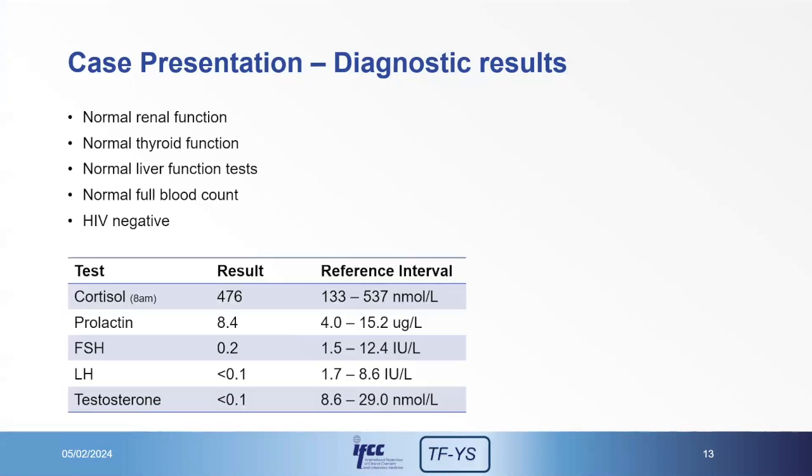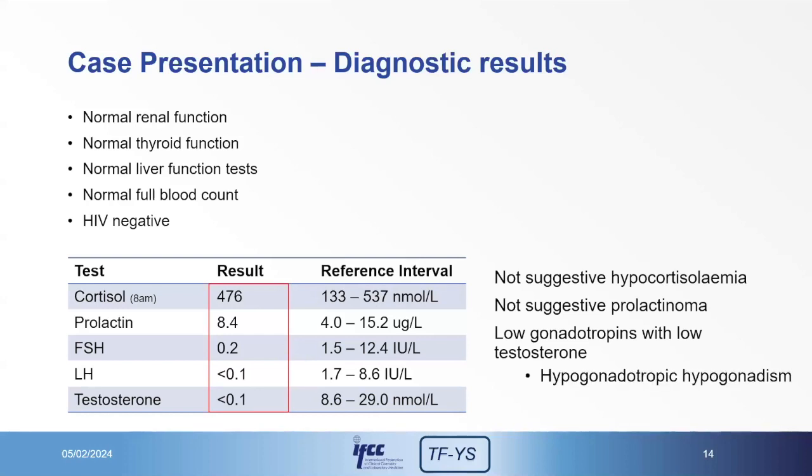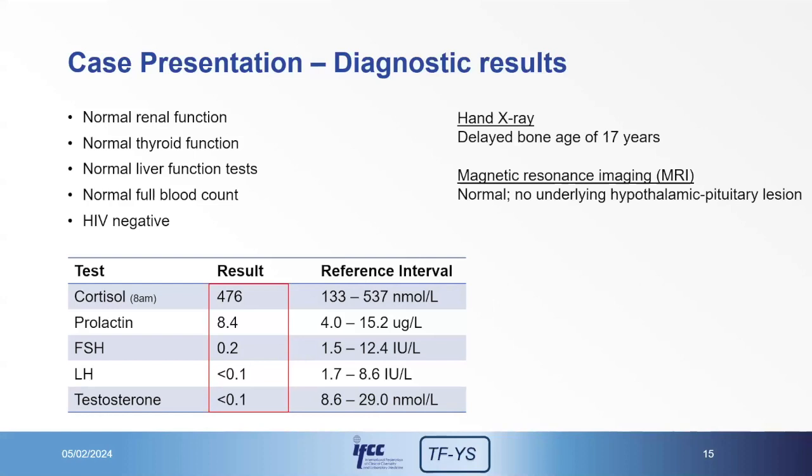In terms of a summary of his endocrine laboratory investigations, he had a normal cortisol level as well as a normal prolactin, which does not suggest a pituitary lesion. We can note that he had low gonadotropins, where we can see that his FSH and LH were both significantly decreased with a low testosterone, which is then in keeping with a hypogonadotropic hypogonadism in this patient.